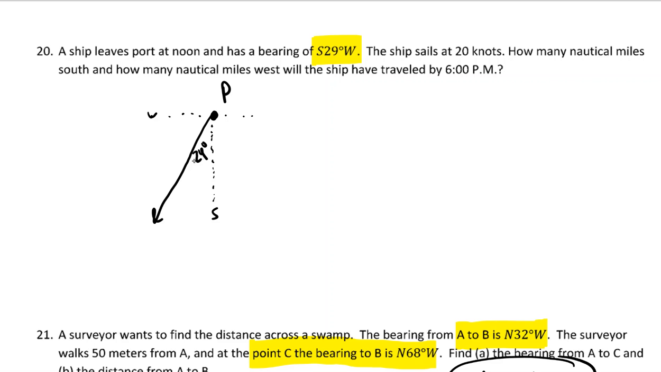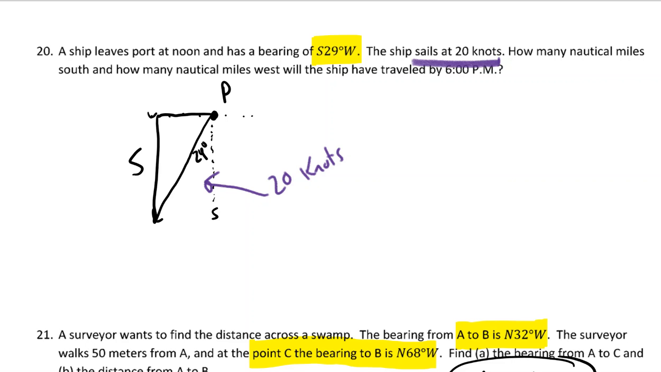The ship, so this arrow represents the ship's path. The ship sails at 20 knots, which is very similar to 20 miles per hour, but it's in the water. How many nautical miles did they travel west? And how many nautical miles did they travel south by 6 p.m.?